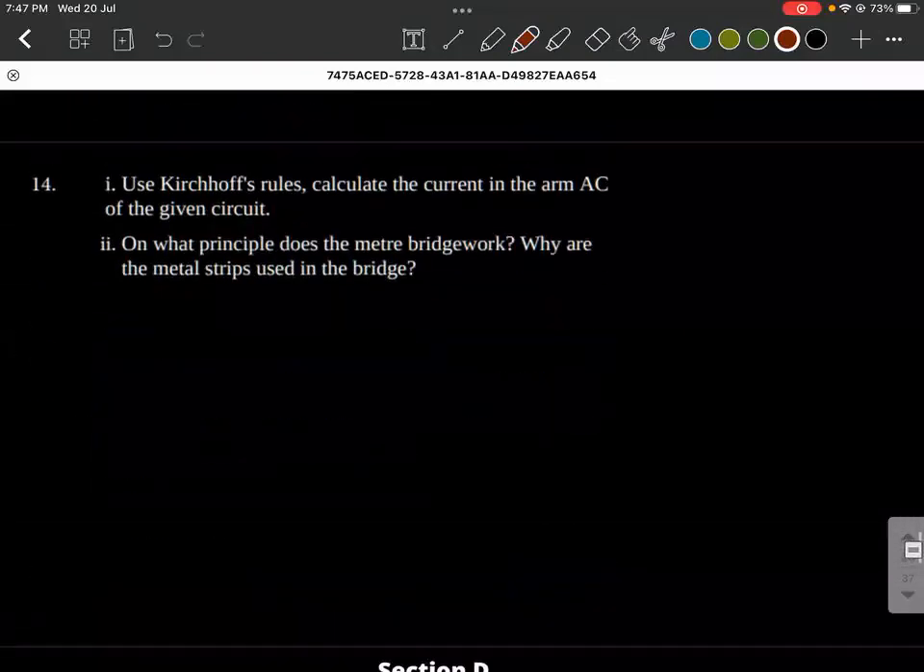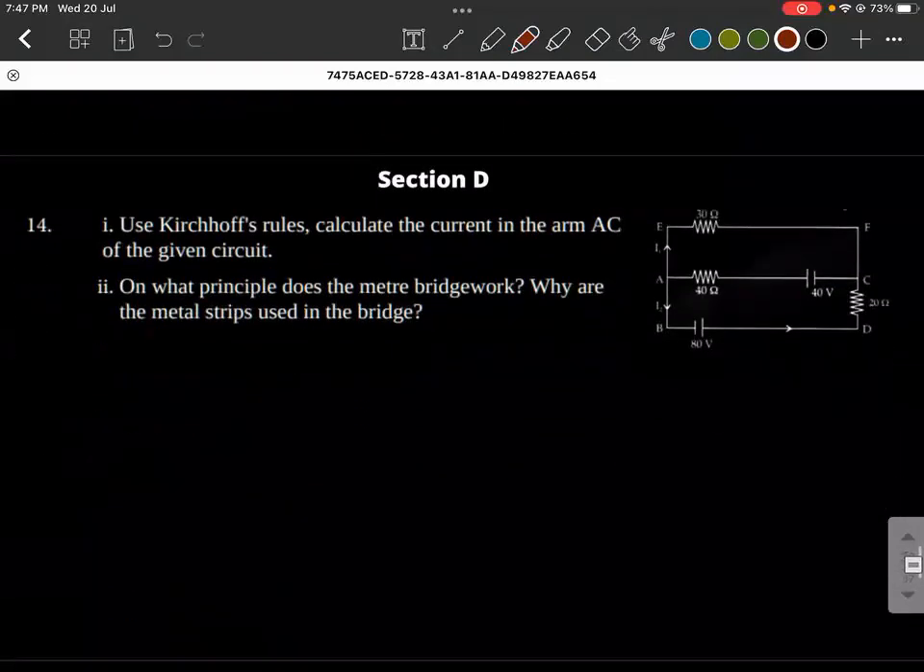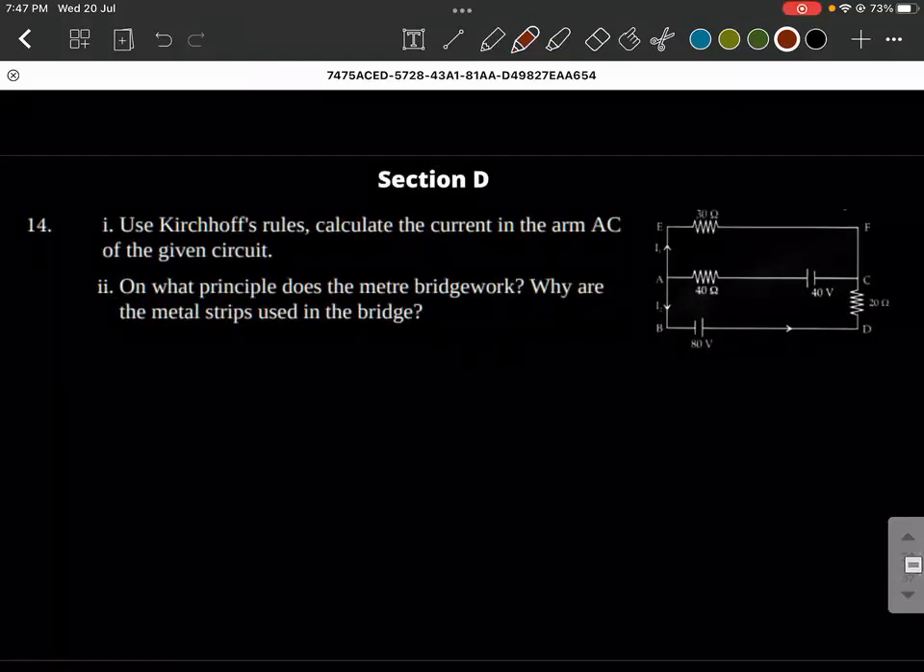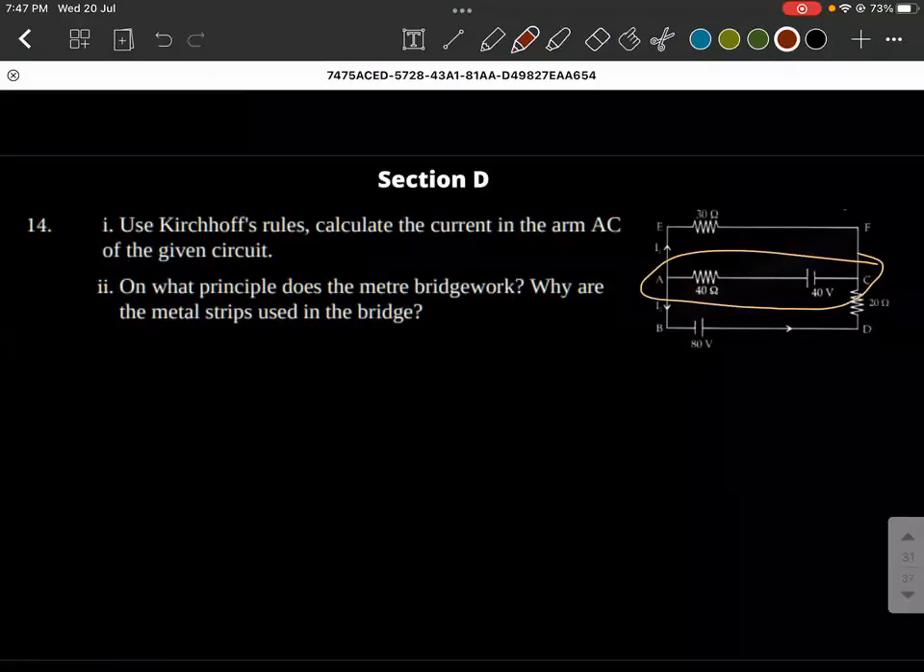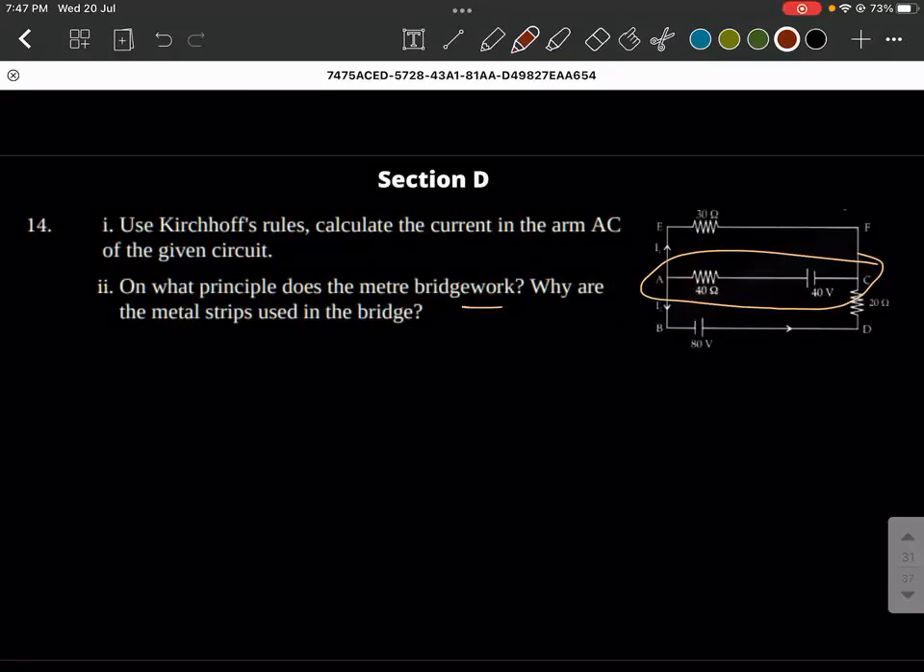Shall I proceed? So the 14th one, using Kirchhoff's law, calculate the current in the arm AC of the given circuit diagram. Where is AC? On what principle does the meter bridge work? You guys can do this sort of. Just write the equations only.